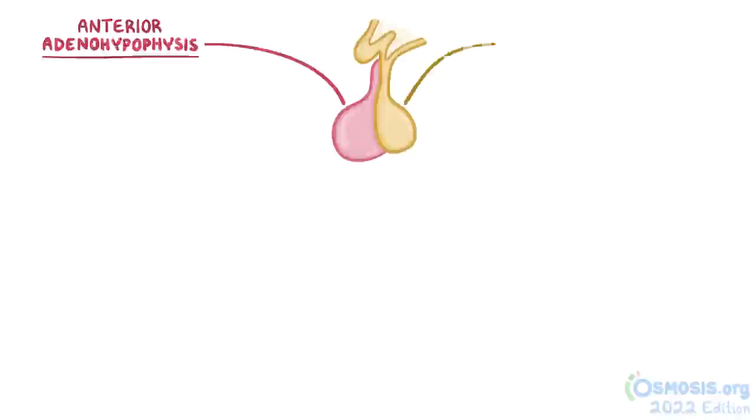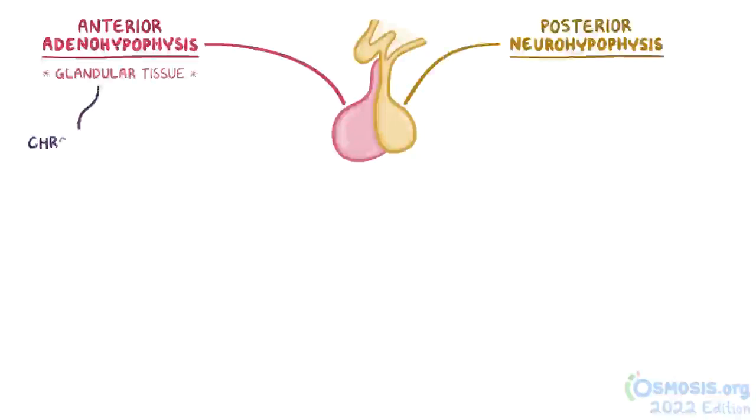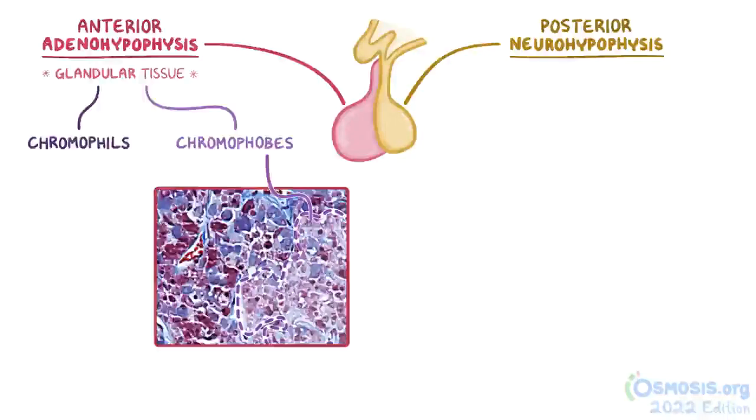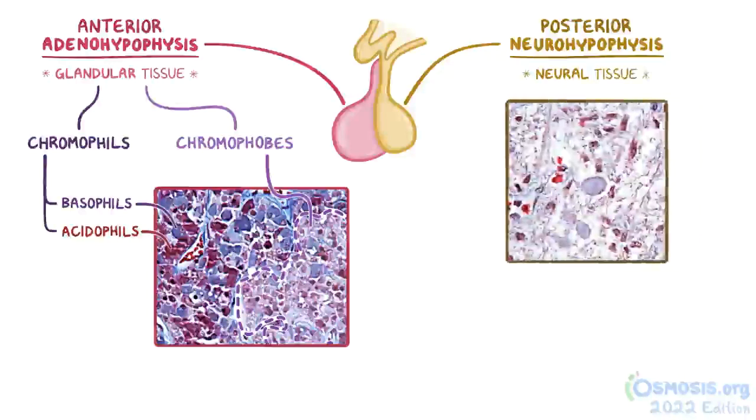Alright, as a quick recap, the pituitary gland has two main parts: the anterior adenohypophysis and the posterior neurohypophysis. The anterior pituitary is made primarily of glandular tissue that's broadly split into chromophils and chromophobes. The chromophils are then further divided into basophils that stain purplish blue, and acidophils that stain dark red. The posterior pituitary is primarily neural tissue. Under high magnification, the distended nerve terminals called Herring bodies can be seen, which release either oxytocin or ADH to be carried away by nearby capillaries.